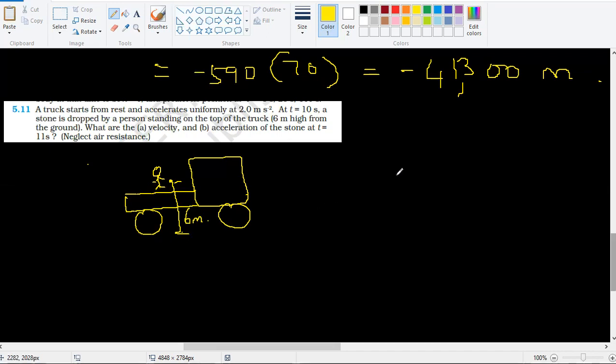This is an important concept. I will send you a WhatsApp video. I don't know if I already sent it. So when something is going at certain speed, when the truck is going at certain speed, this ball or stone which he's carrying is also going at the same speed. Which means when he drops it at 10 seconds, within 10 seconds this truck should have accelerated, which means you can find the velocity. That velocity will be the initial velocity of the stone.